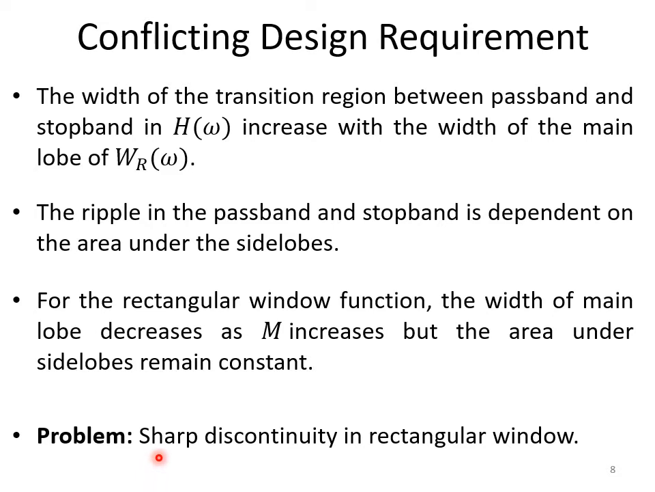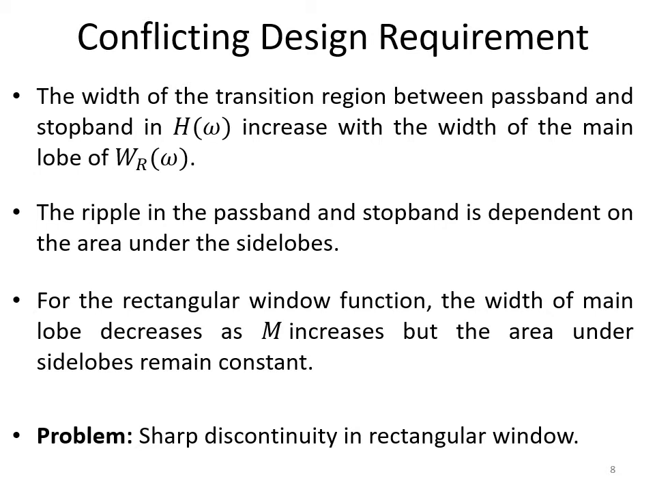The problem with this window function is the sharp discontinuity in the rectangular window. Because it is a sharp discontinuity, it is like a brick wall, like an ideal response, and because of this sharp truncation, we have oscillations in the pass band and the stop band, which is called the Gibbs phenomenon. So, in conclusion, when we use the rectangular window function, there will always be oscillations in the pass band and stop band, right? But by choosing M wisely, we can make the transition band as small as possible.